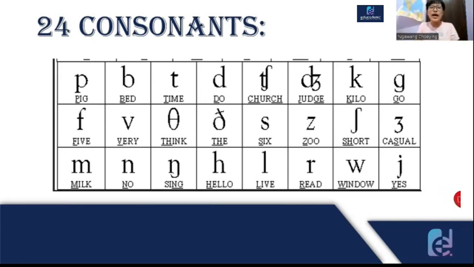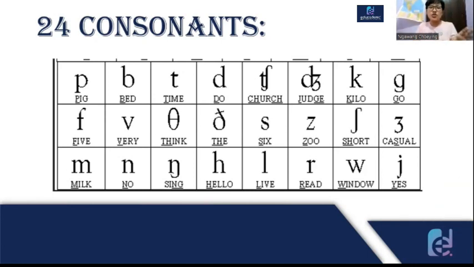Then comes the sha and zha. There's a difference between sha and zha as well. We should not make a mistake between sha and zha, okay? Sha, sha, then comes the zha, zha, right? But we should also keep in mind that there's a difference between these four: cha, ja, sha, zha, right?